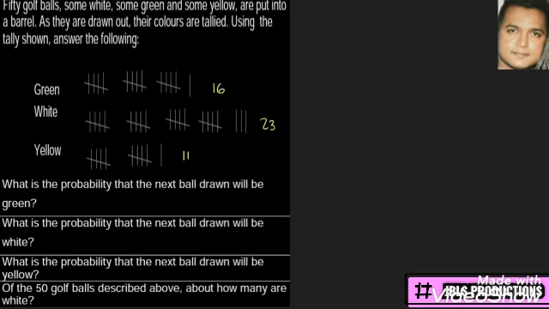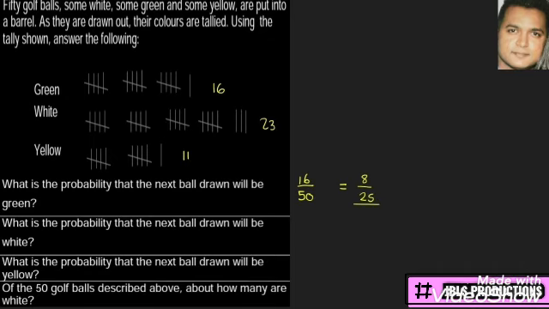So we come to the first question, which states, what is the probability that the next ball drawn will be green? Now remember, probability will be what we want, the green, over our grand total, which is 50. Now remember, it must always be written in simplest form. So simplifying this, both are even numbers, so we divide by 2 and by 2, giving 8 over 25.